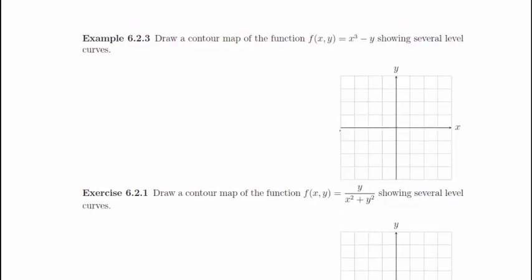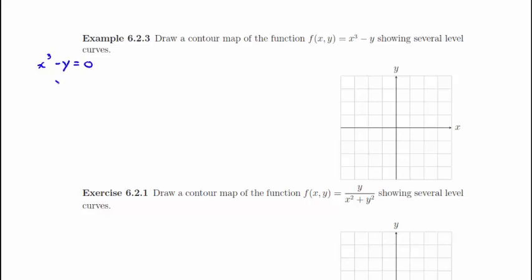Okay, so example 6.2.3: draw a contour map of the function f of x comma y equals x cubed minus y, showing several level curves. So I'll start by saying, when is this function going to equal 0? It's always nice to start there. So x cubed minus y equals 0.